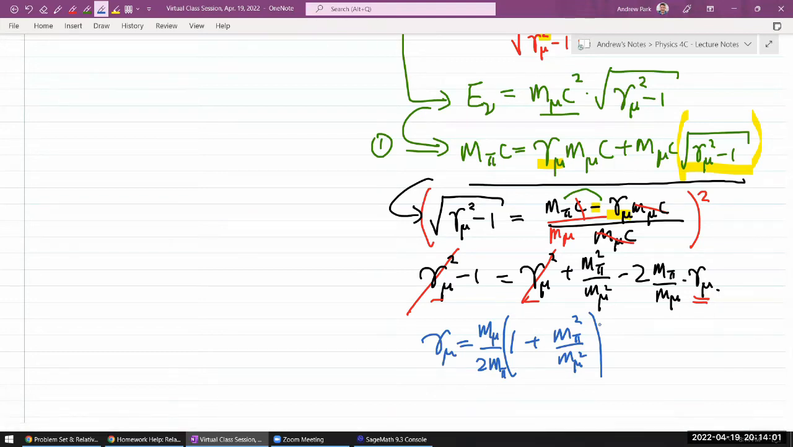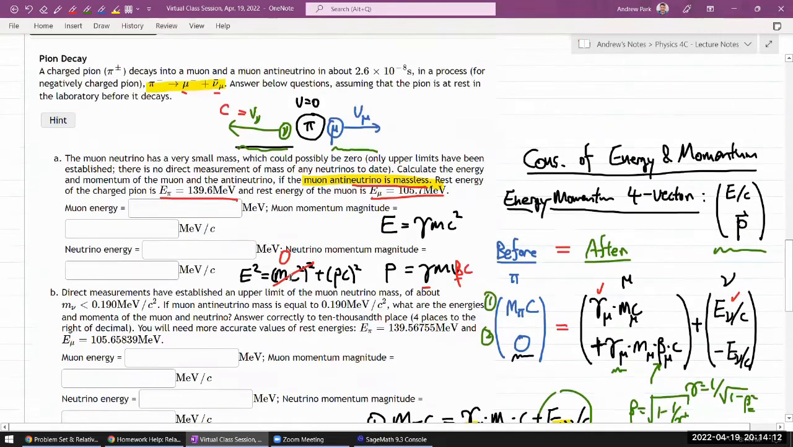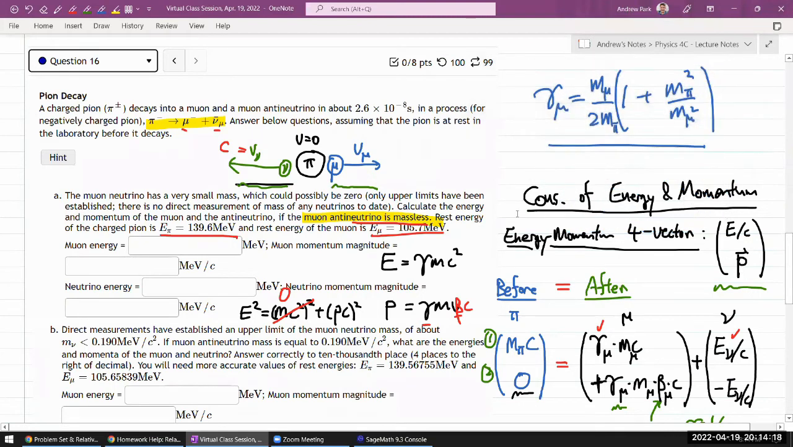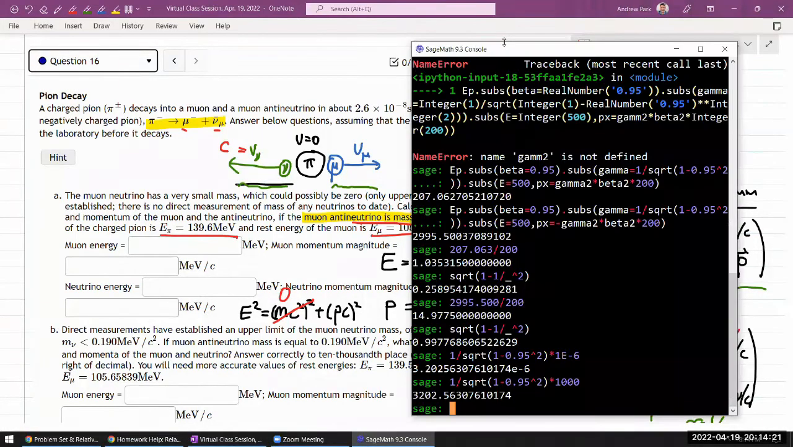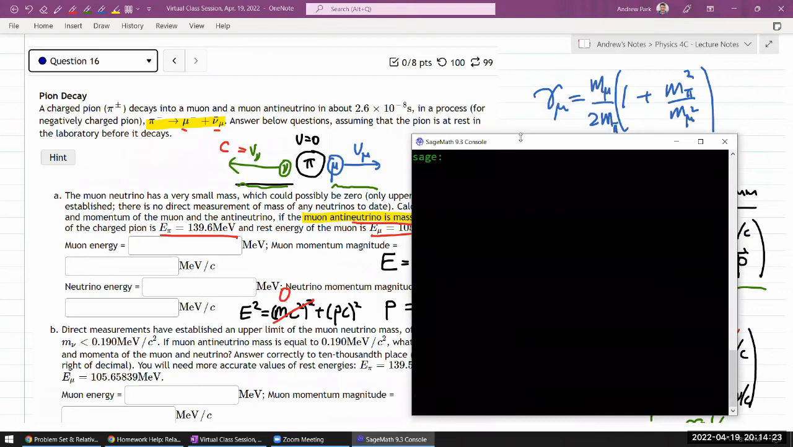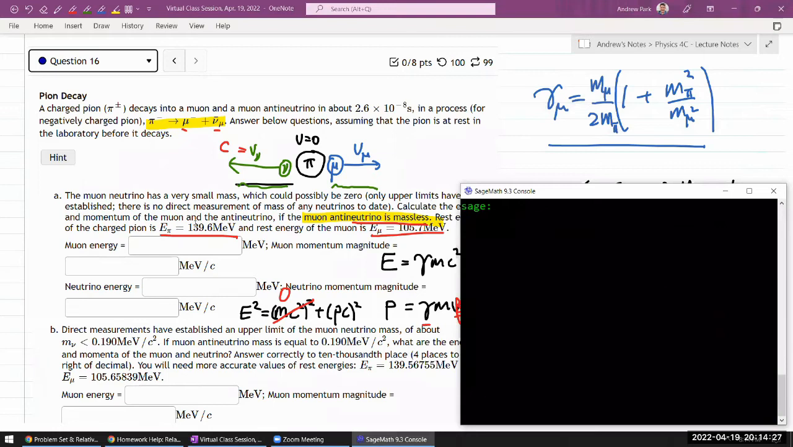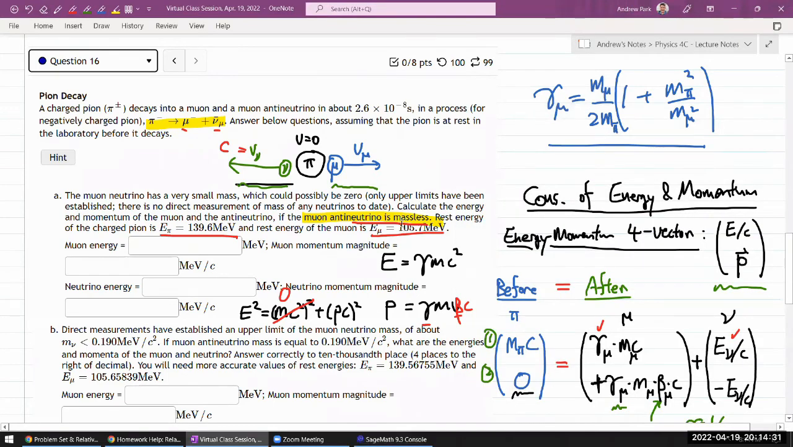Yeah, I think I'm okay just leaving it in this form. So that's gamma mu. And actually, once you have it in this form, then you can see that all the numbers you need to plug in have been given up here already. So let me just paste it in here. And then you can see that, oh, I have all those numbers. Because all the numbers I need to plug in are the masses of the muon and the pion. I have the mass of the pion, I have the mass of the muon. So let me just plug those in.